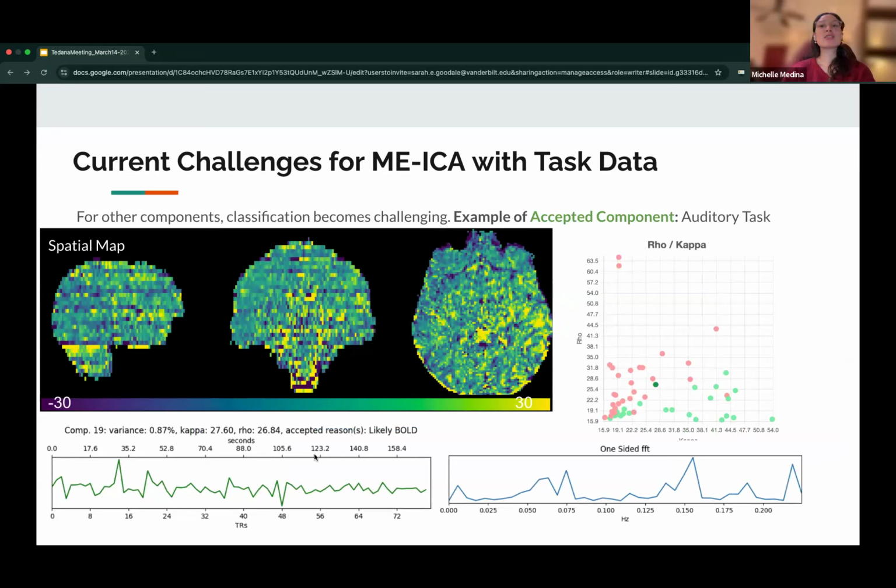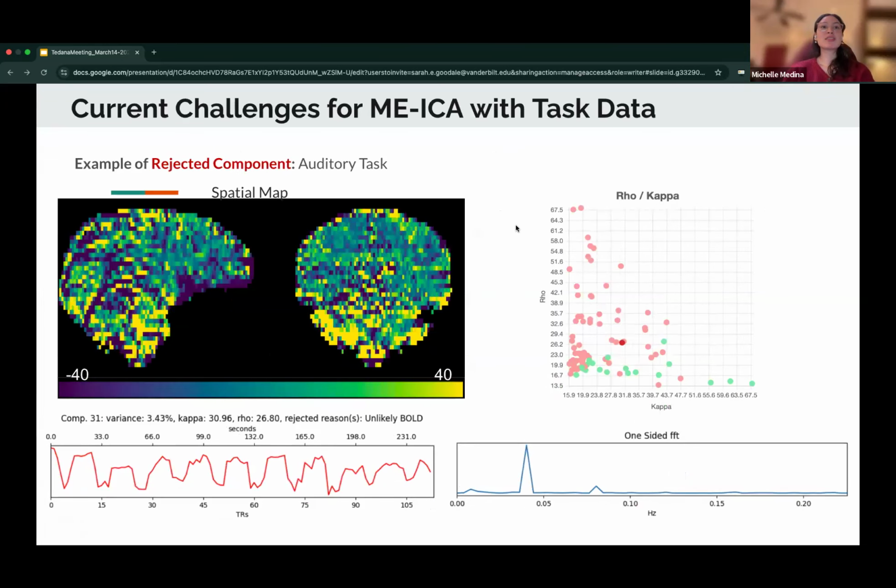If you look at the time series or the power spectrum, you don't see the same consistent patterns that we saw on the other components. It's kind of all over the place. And although you do have a relatively low rho, you also have a relatively low kappa. So it becomes a little bit harder to say if this component should be accepted or not.